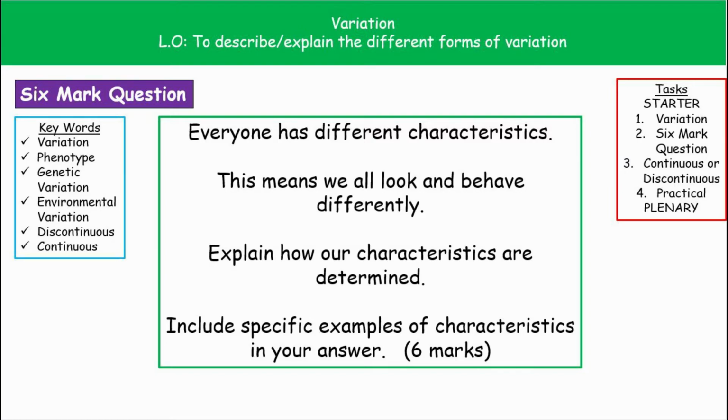Now, before I get you working on that, the key thing to remember about these 6-mark questions is there's always at least 2 parts to your answer. So in this case, we've got to explain how our characteristics are determined, and we've got to include specific examples of characteristics. And the one way that people throw away their marks on these questions is they only answer half of it. So make sure you do those 2 parts in your answer. I'm going to give you the usual 6 minutes to answer your 6-mark question.